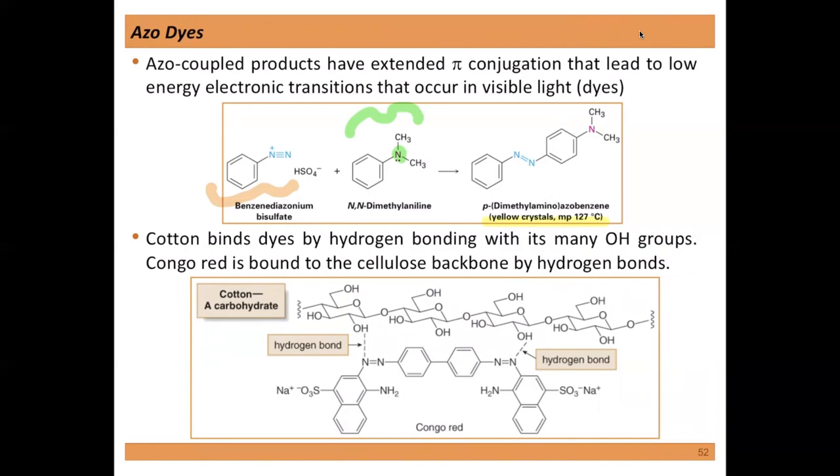You can see down in the bottom here, this is known as Congo red. I'll let you figure out what color it is, but it's got a huge amount of conjugation throughout this entire molecule. And so it appears red. And what's interesting is it forms hydrogen bonds with cotton, so you can actually use this to dye cotton fibers. So azo dyes are very commonly used to dye fabrics, and also a few of the artificial food coloring agents are actually these azo dyes.